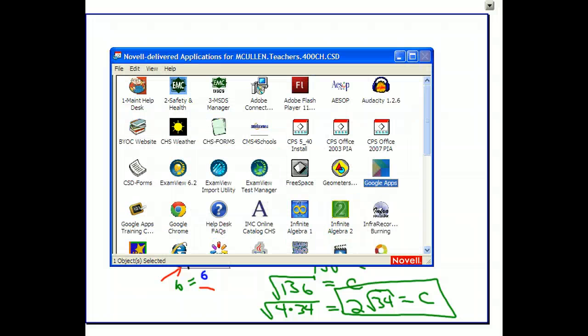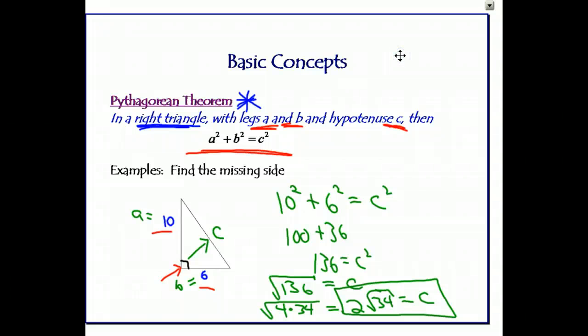Oops, that's not my calculator. Let's try that again. Where did the calculator go? Let's try this one down here.